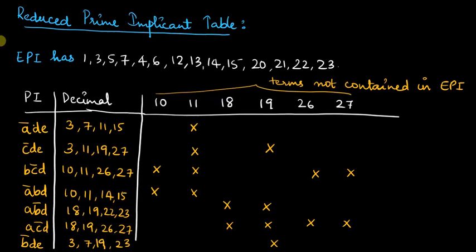In continuation, the reduced prime implicant table, as you can clearly see, has the essential prime implicants which are denoted above. The decimal terms which are represented in the prime implicant table are the ones which are not contained in the essential prime implicants. So we are going to form a reduced prime implicant table which will consist of only prime implicants and the decimal notations corresponding to the prime implicants. So what we are going to do is start eliminating the rows and the columns.